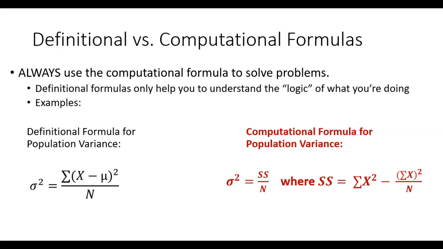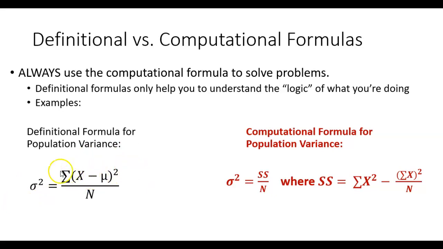However, sometimes these computational formulas lose their meaning, right? So here's a computational formula for variance of the population. If you're not really thinking about what you mean by the sum of x squared divided by n, the definitional formula helps to show you what exactly we are doing. Well, we're measuring the dispersion, or how variable these scores are spread out.